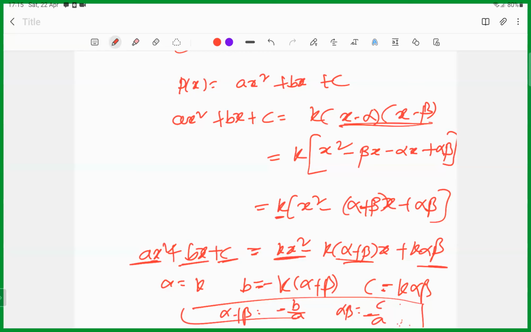So here alpha plus beta. What are the roots of the polynomial? What are the zeros of the polynomial? Ax square plus bx plus c. What are the zeros of the polynomial here?